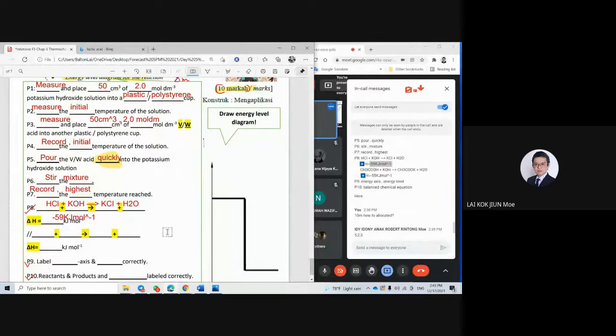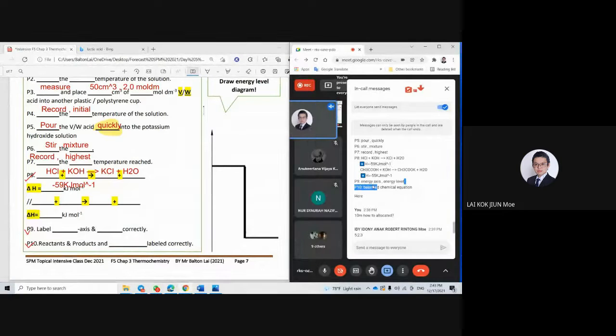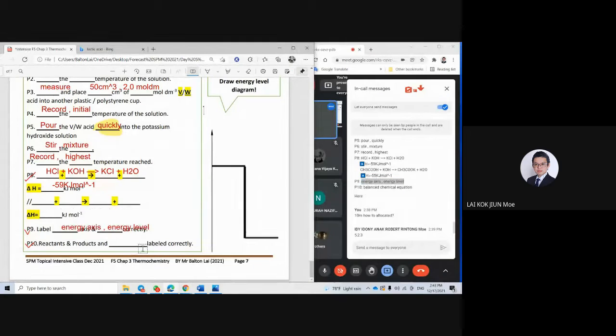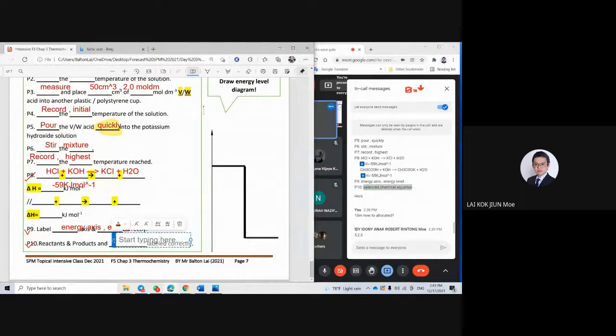Wow, well done. So it's for the strong one, it's HCl. If you use the weak one, also can. No problem. Energy axis, energy level here, yes. Okay, good. Balance chemical equation. Product and what labeling correctly? Product, reactant, product, and what? Not balance equation. Which one we have to label? This one.